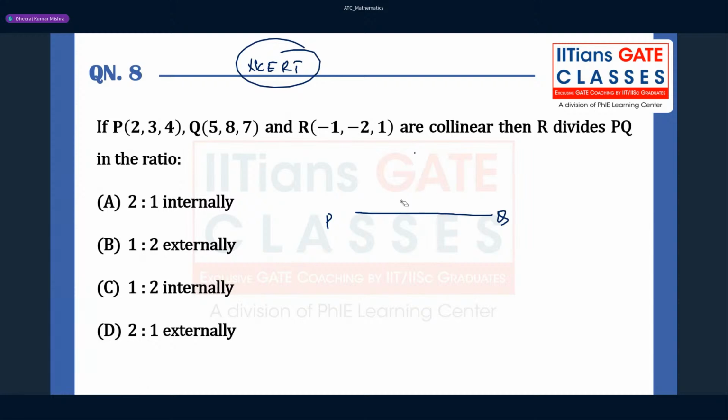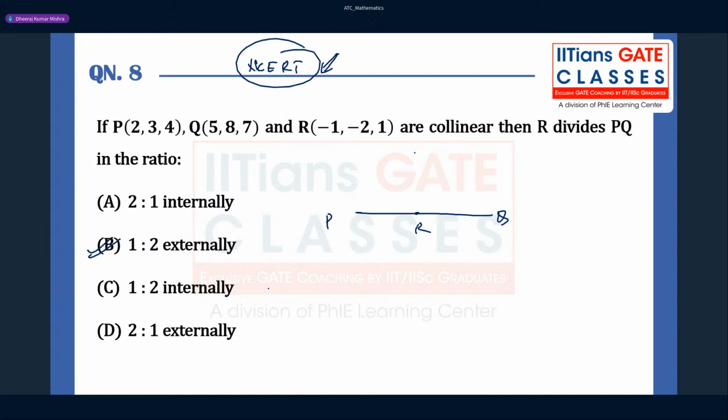This is a very simple question, right? Any point you can take here. This point R is going to divide this PQ in the ratio, internally or externally, right? If you don't know the concept, you can't solve this question. So this question needs some background, and I suggest that you go through this. The perfect answer you will get is 1:2 externally, right? You can easily solve it if you know the section formula.